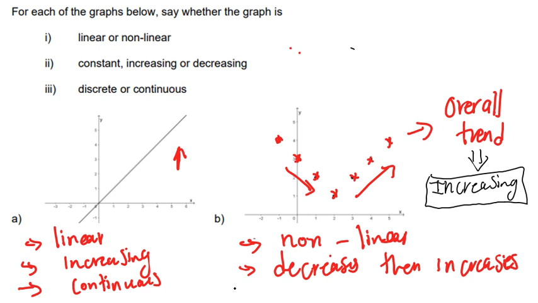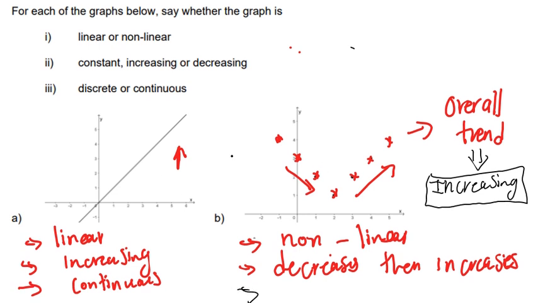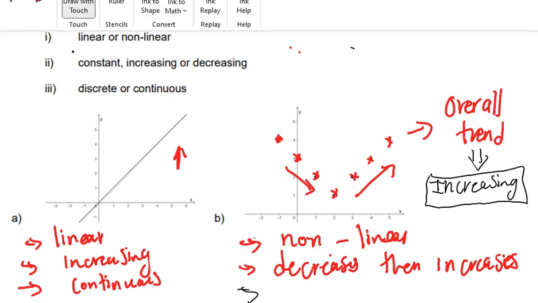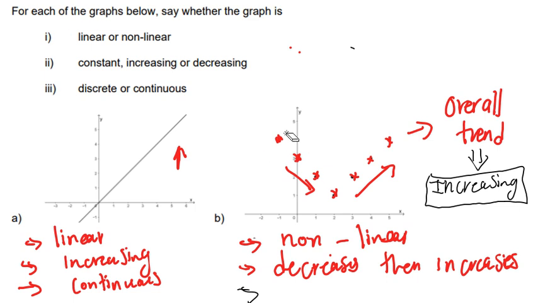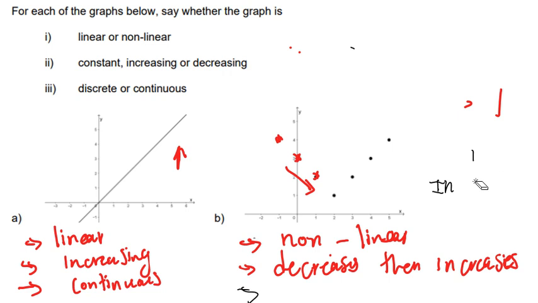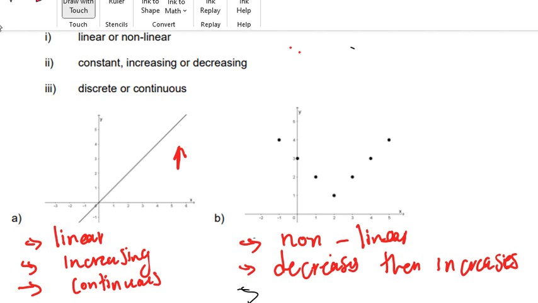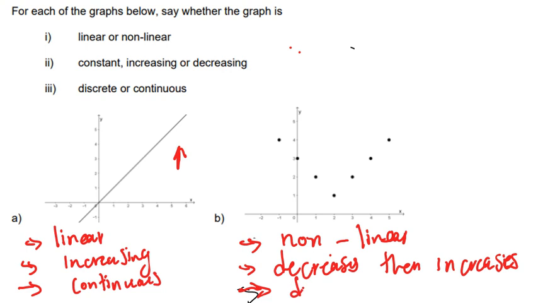Then is this graph of ours discrete or continuous? Obviously you have seen that our graph is in point form. It's not a line. Our graph is not a line, so our graph is said to be discrete. So our graph is going to be discrete.